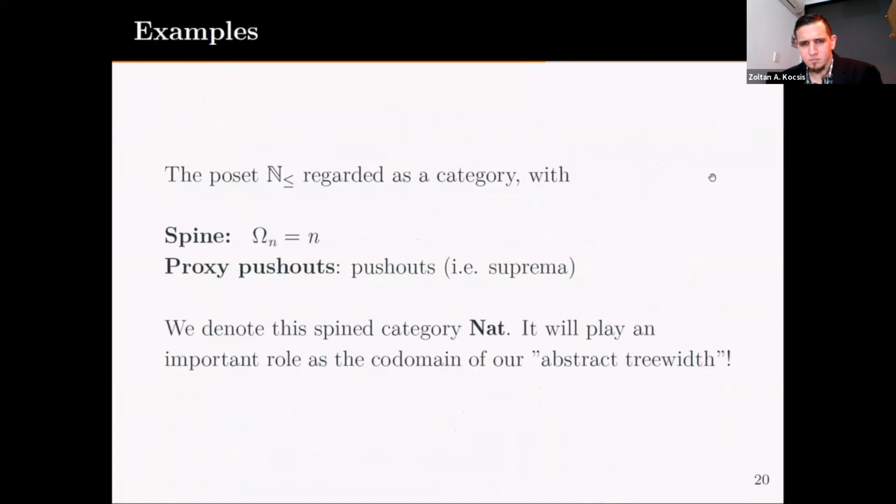In any case, we get a bunch of examples. We get the poset of natural numbers, where every element, every natural number, every object belongs to the spine. Everything is complete. And the proxy push-outs are just suprema, just maxima, just like regular push-outs. And we will denote this spine category Nat, and it will be what we use as the codomain of our abstract Treewidth functor.